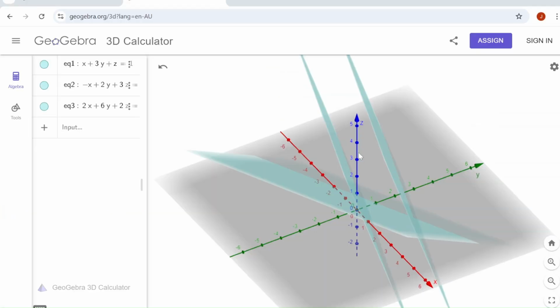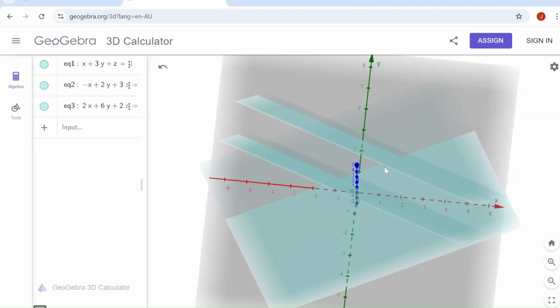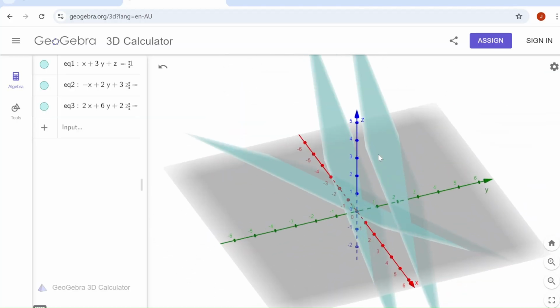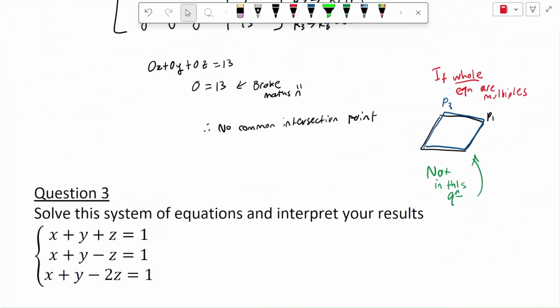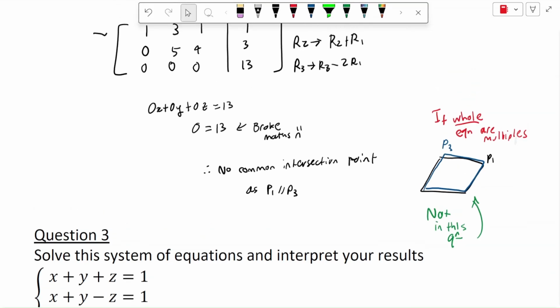And if we draw a picture of all three of these planes, you can see that sort of happening. Like there's two planes that are parallel, and then the third one's cutting through both. There is no point where all three of them meet. All right, so no common intersection point as plane 1 is parallel to plane 3. So that's how you interpret that.